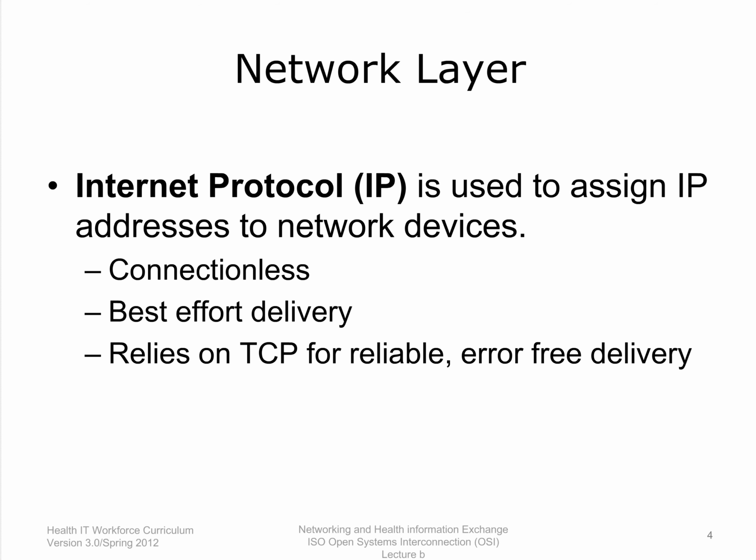Slide 4. The network layer routes packets through the network using network addresses. Internet Protocol, IP, is used to assign IP addresses to network devices. These addresses are used to identify the network devices so that packets can be delivered to the correct device. IP is a connectionless, best-effort delivery protocol. It relies on TCP for reliable, error-free delivery.